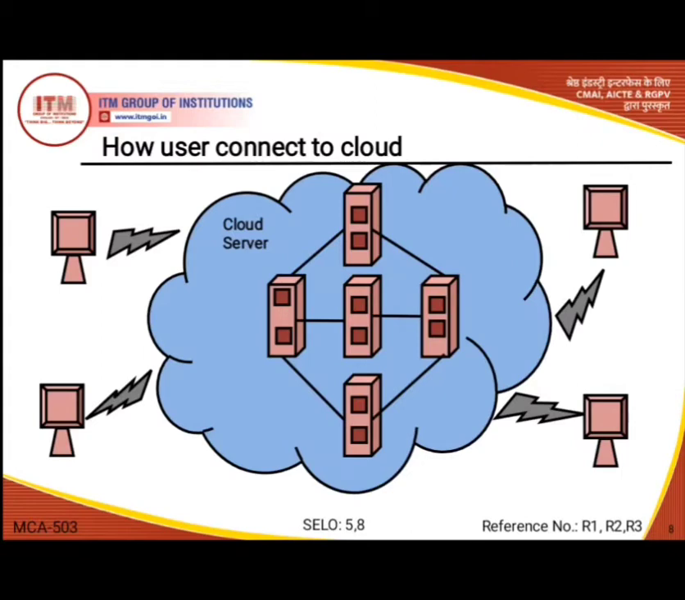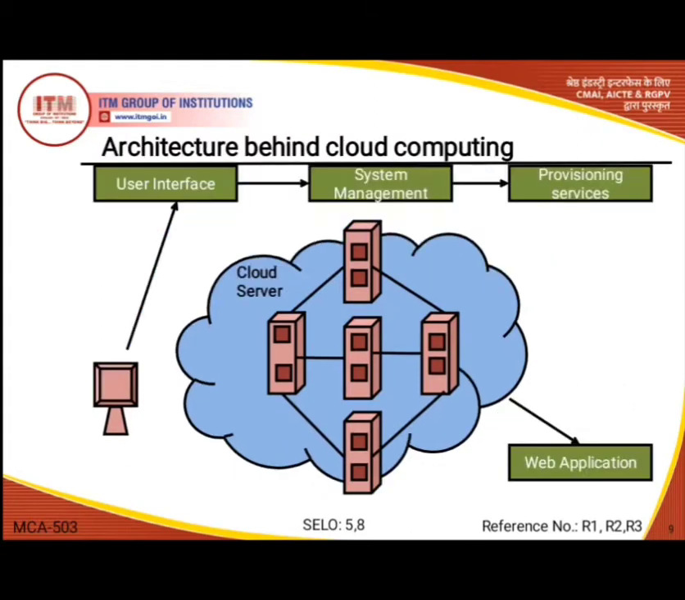Now the second diagram is used to show the architecture behind cloud computing. In this diagram you can see that the user is generally connected with the user interface, and then it is connected with system management, and then with provisioning services, and the cloud service is used to provide web applications. So it all starts with the front end interface which is seen by the individual user.